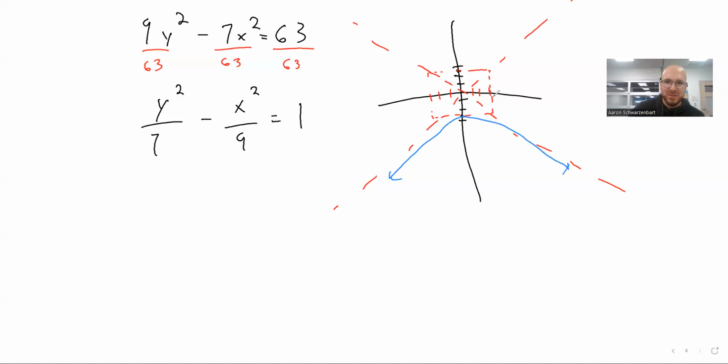Interesting things I can talk about with my hyperbola are the asymptotes. And this one is a over b. So my asymptotes are y equals plus or minus, these are two lines, square root of 7 over 3 x.